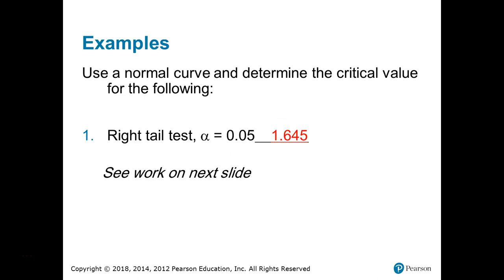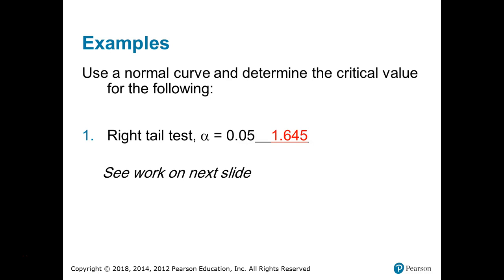So let's look at an example. Use a normal curve and determine the critical value for the following. A right tail test, alpha is equal to 0.05. When I did this, I got a value of 1.645. I encourage you to just look in your textbook to confirm that you can get the same value.